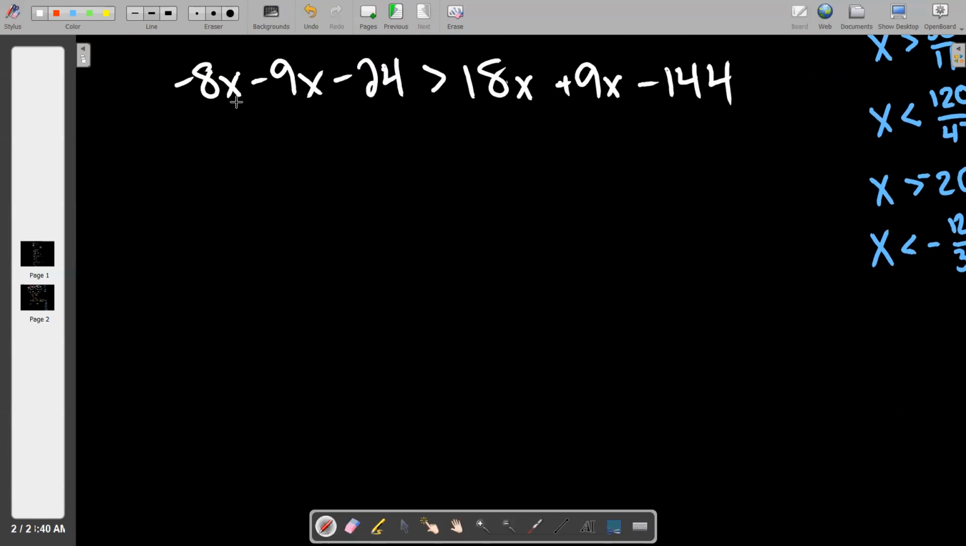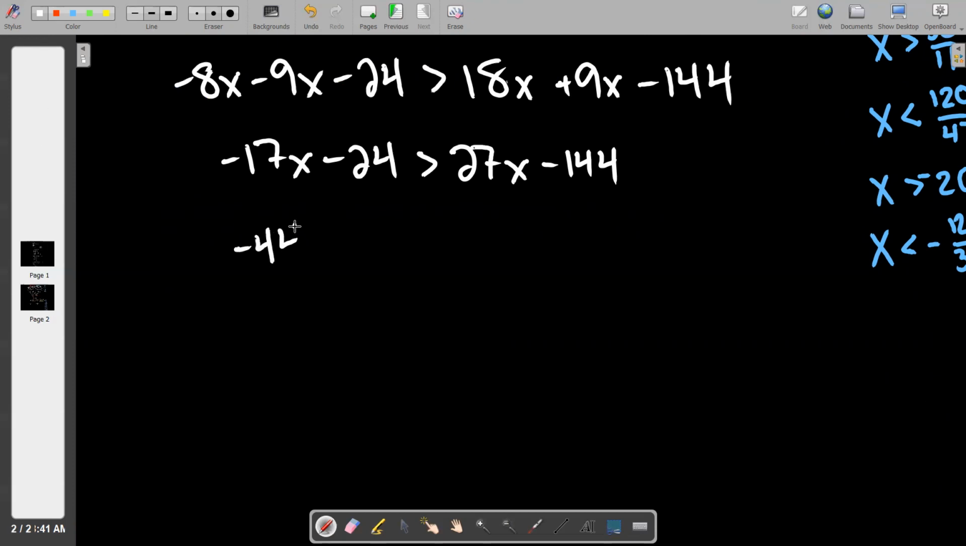And I'm going to combine like terms on the left. I'm going to get negative 17x minus 24 is greater than, and then on the right, I'm going to get positive 27x minus 144. This is a mess, right? I'm just going to throw my variables over to the left, making negative 44x. Take away 27 from an already negative 17. And then I'm going to throw the 24 over to the right side as a plus 24, giving me negative 120.